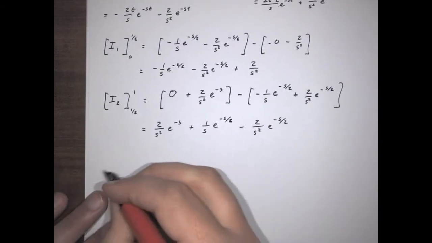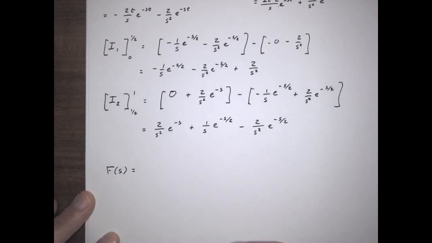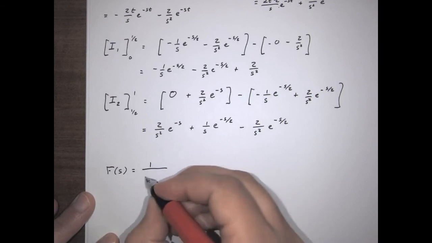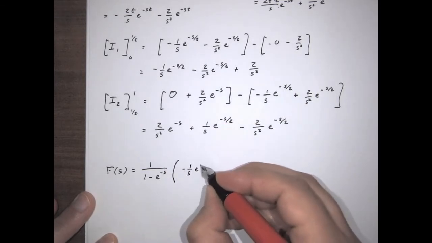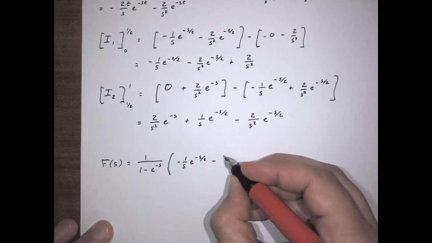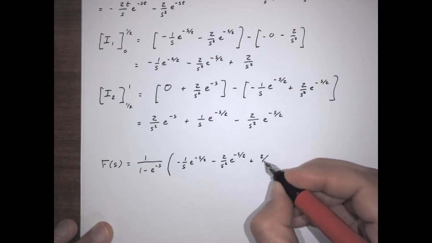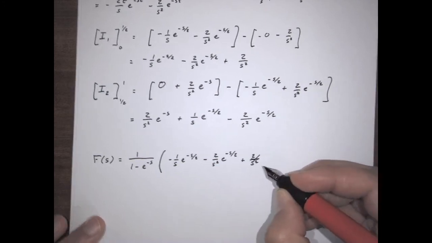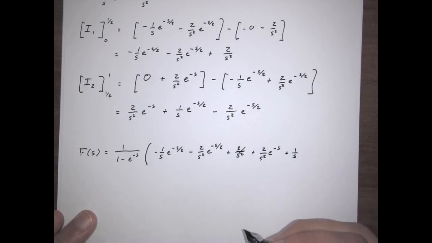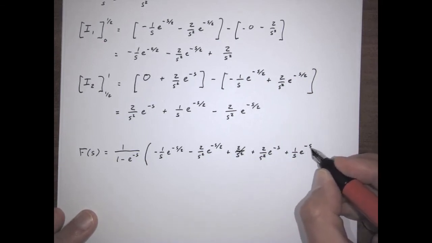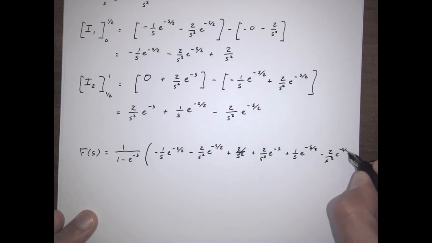And now, if we were to put the pieces together to get the capital F of s, so the Laplace transform of the function, what we'll have is 1 over 1 minus e to the minus s times negative 1 over s e to the minus s over 2 minus 2 over s squared e to the minus s over 2 plus 2 over s squared plus 2 over s squared e to the minus s plus 1 over s e to the minus s over 2 minus 2 over s squared e to the minus s over 2.